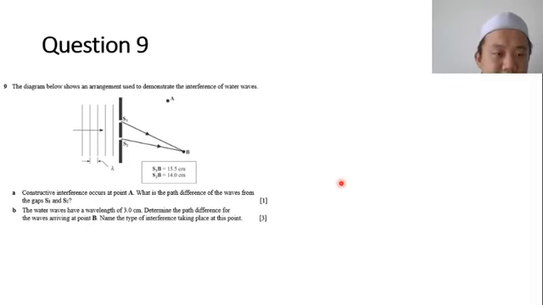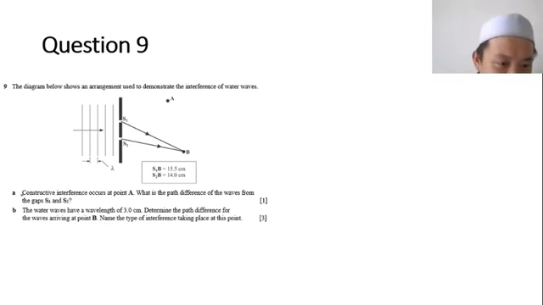Question 9. The diagram below shows an arrangement used to demonstrate the interference of water waves. This one is also frustrating because some made careless mistakes. Many from this group made careless mistakes. I'm not sure why. Okay, part A, constructive interference.